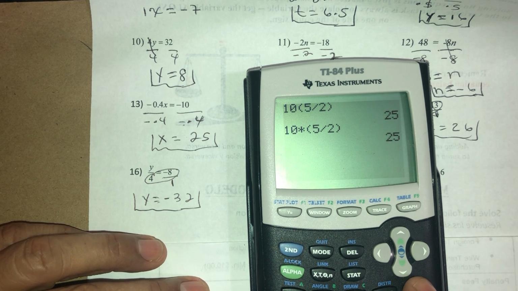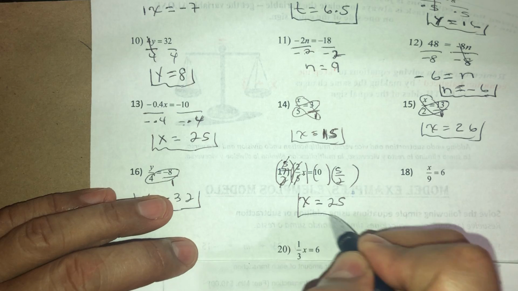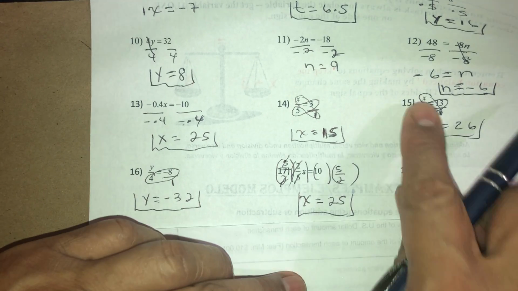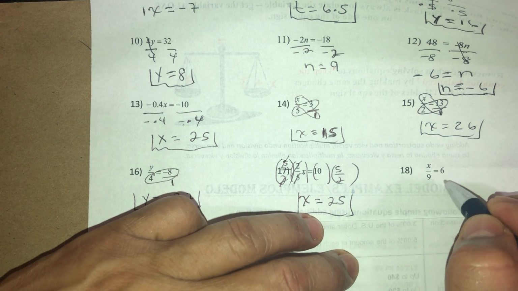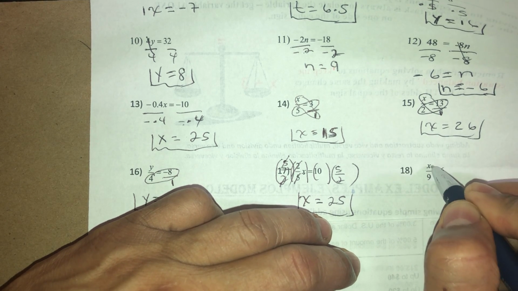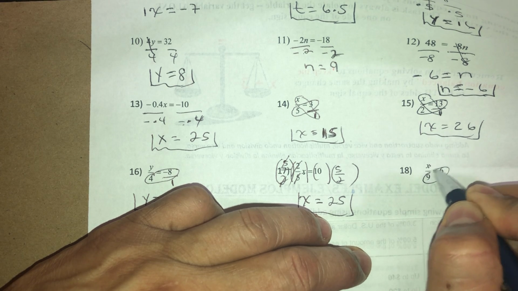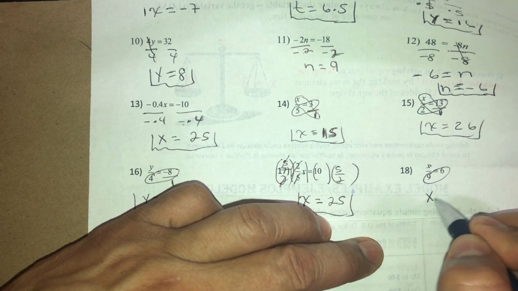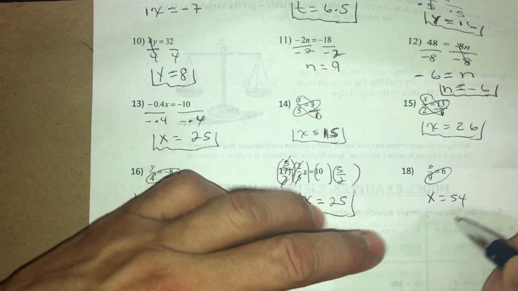Okay, let me just do that. I don't want to confuse you, okay? So that should be your answer. Here, this one is just like the one before. I just rearranged it the wrong way. So here, actually, if x is being divided by 9, the only thing I have to do is multiply these two. So that should be x equals 54.